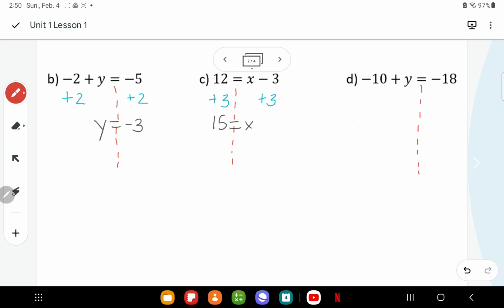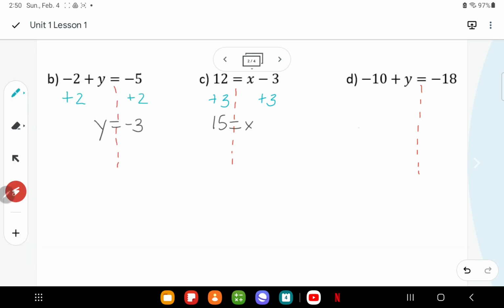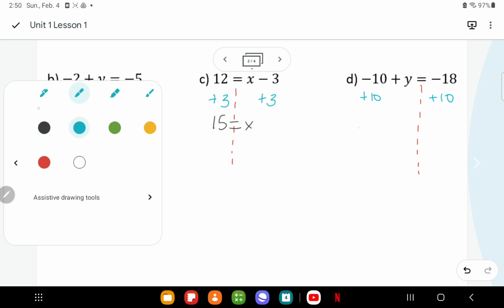Okay, so taking a look at D, I'm going to draw my dotted line down from the equal sign and then looking at my opposite operations. I've got plus y here, and I have to get rid of this minus 10 that's with it. What's the opposite of minus 10? I'm going to do plus 10, and I have to do that on both sides.